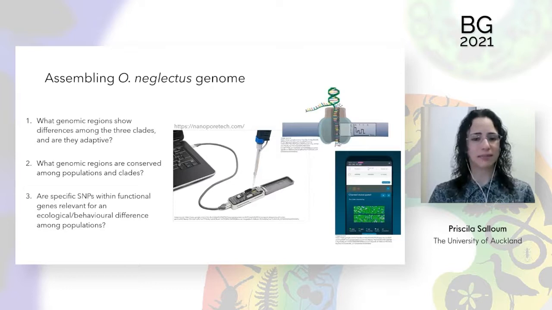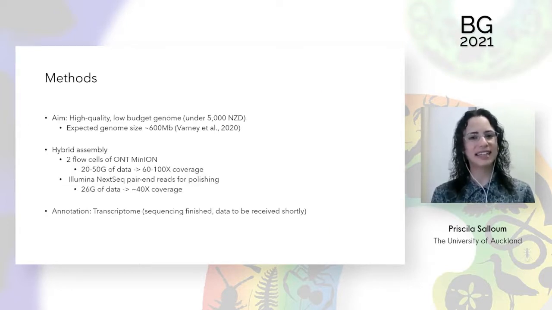So we started to assemble the genome of O. neglectus, and the idea is in the title of this talk, a high quality and low budget genome. The only other chiton genome assembled is relatively small, so we predicted that this would also be the case for O. neglectus. To achieve a high quality and low budget genome, we were going to use 2 flow cells in a MinION ONT device and combine these long-range reads with short reads coming from Illumina sequences. We expected that we would get around 60x coverage with the long reads and 40x coverage with the short reads from 26 giga of data.